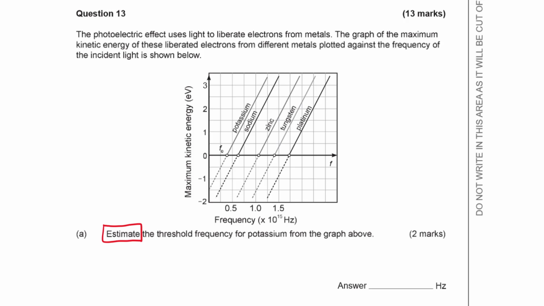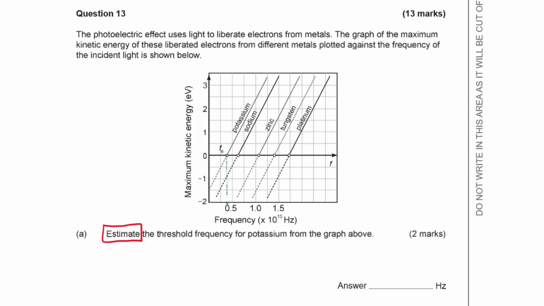So question 13 is a photoelectric effect question. You've got different metal samples and you're shining different frequencies of light and measuring the maximum kinetic energy of the electrons emitted from the metal. So it's asking about potassium, and it's asking for the threshold frequency of potassium from the graph. So the threshold frequency represents the frequency at which you have just started to emit electrons. So essentially you want to find out where it reaches zero.